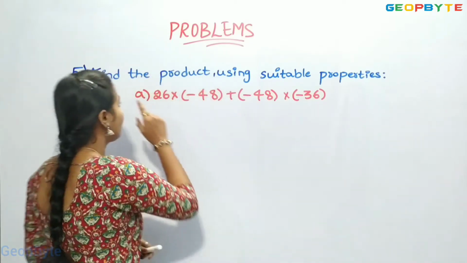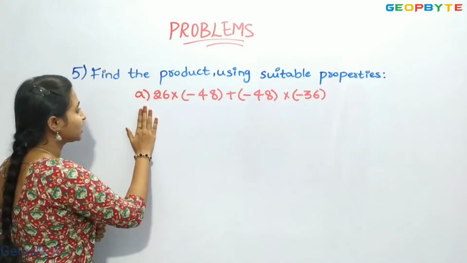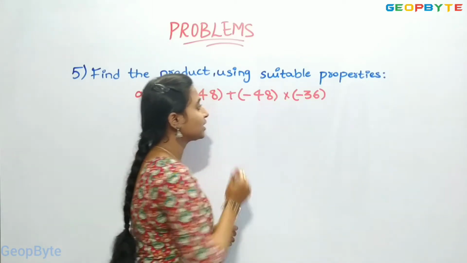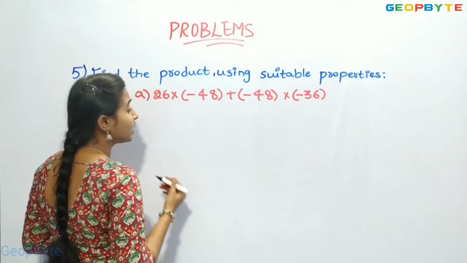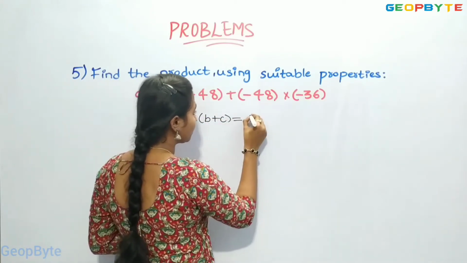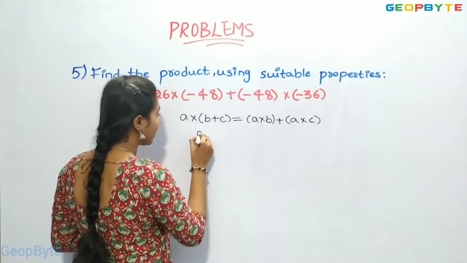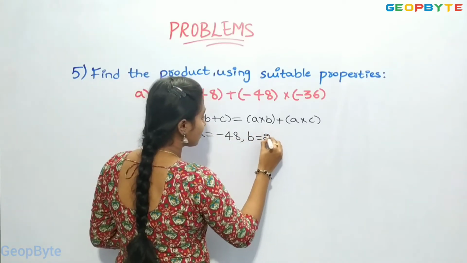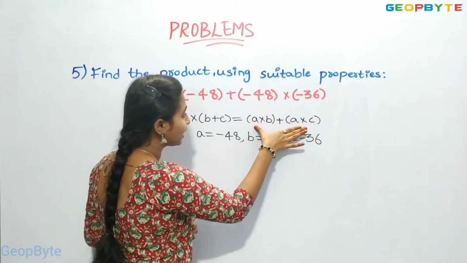Now let us see the fifth question. We have to find the product using suitable properties, right? The given first bit is 26 into minus 48 plus minus 48 into minus 36. Now let us find it using a suitable property. This question is in the form of the distributive property, that is A into B plus C is equal to A into B plus A into C. Right? If we compare, A will be minus 48, B is 26, C is minus 36. The given question is in the form of the right hand side, right?